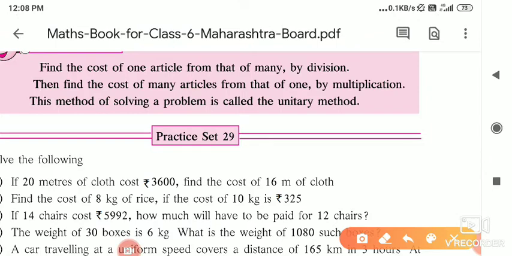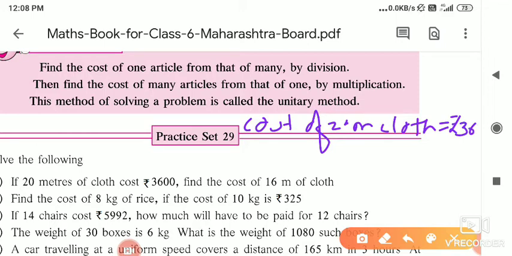In this way the answer I am writing: cost of 20 meter cloth is equal to rupees 3600.